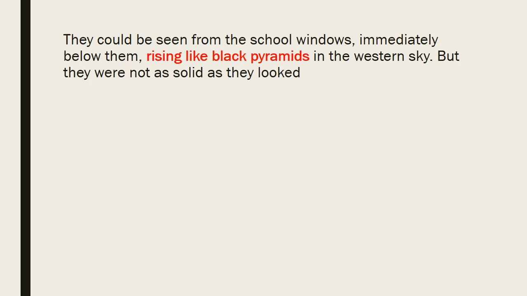Now, to these black pyramids. Again, this is the tips. They could be seen from the school windows immediately below them, rising like black pyramids in the western sky, but they were not as solid as they looked. So we are talking about the tips. We're talking about what they look like from the windows of the school, which is important, of course, because that's where the disaster is going to happen. And then introduce the fact that despite what's said about the pyramids, they're then described as not being as solid as they looked.